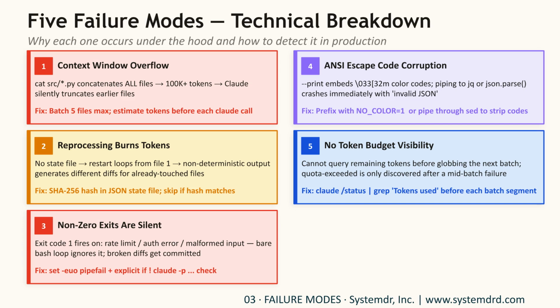ANSI escape code corruption. Claude CLI embeds terminal color codes in output. Piping that into jq or JSON.parse crashes immediately. Fix: prefix with NO_COLOR=1, or strip codes with sed.